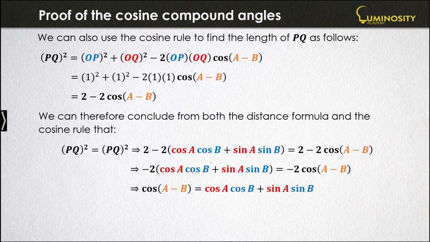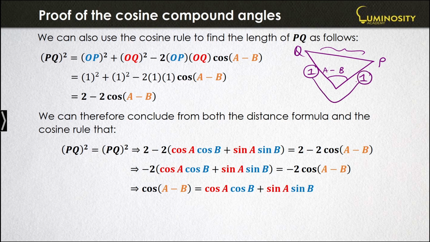Now, if we use the cosine rule, let's remember this was Q and this was P. The angle between them was A minus B, and the side lengths were 1 and 1. So from the cosine rule, this side squared is equal to this side squared plus this side squared minus 2 times the product of these two sides times cos of the angle in between them. That is the cosine rule. So I get 1 squared plus 1 squared minus 2 times 1 times 1 times cos of A minus B. Simplifying that, I get 2 minus 2 times cos of A minus B.